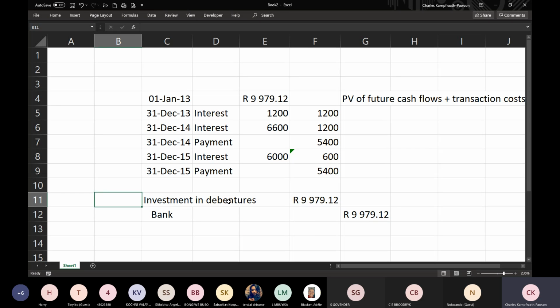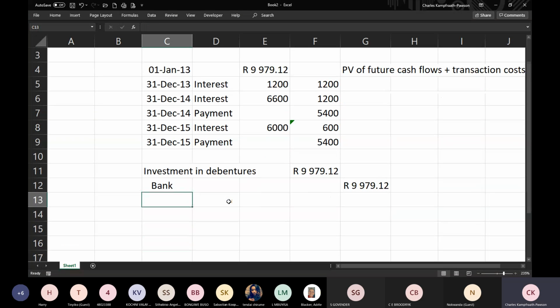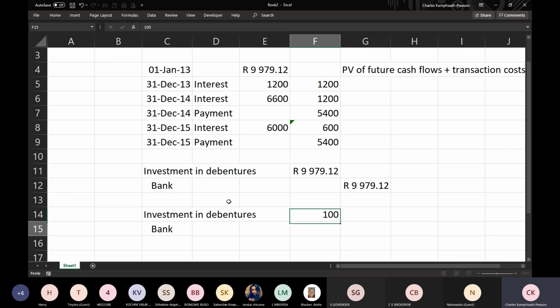Remember, if we issue the debentures, it's our investment, but we give away money to people that subscribe to the debentures. And then also investment in debentures. That's the transaction cost. Future value, cash flows, plus the transaction cost.